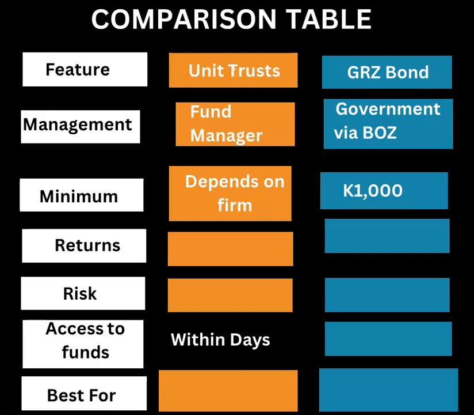Now let's look at the return. This is why we are investing, isn't it? Yeah, we are interested in the interest. For unit trust, you expect something between 10% to 25% plus. For government bonds, you expect something between 15% to 20%. Let me just emphasize that the return on a unit trust largely depends on the fund type.